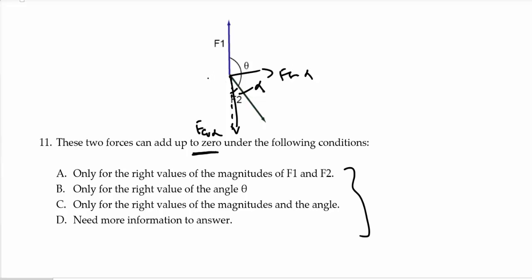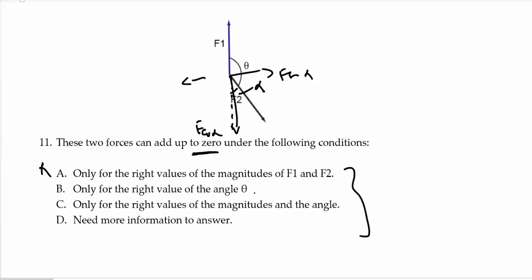180 minus theta. There must be a force. Listen, for these two forces to add up to zero, there must be a force in this direction. And that cannot be because this one is perpendicular. And therefore, theta must be what? 180. So A, only the right values, this is not true.